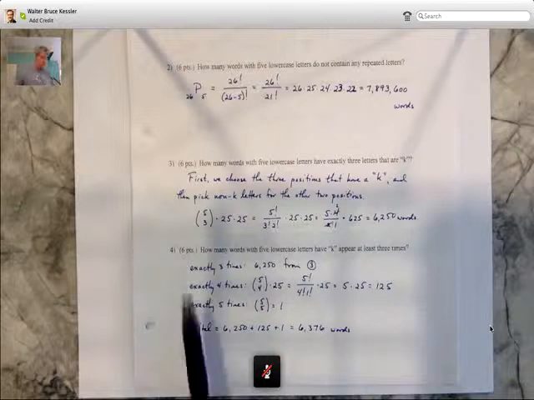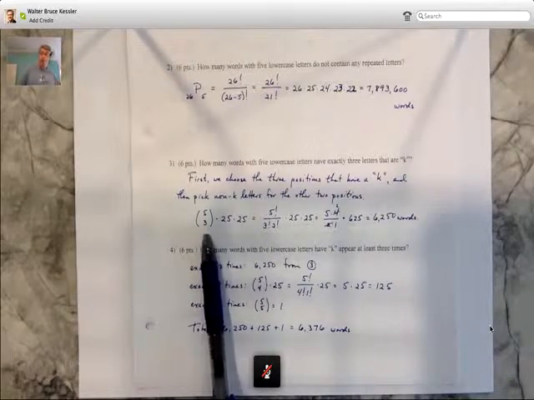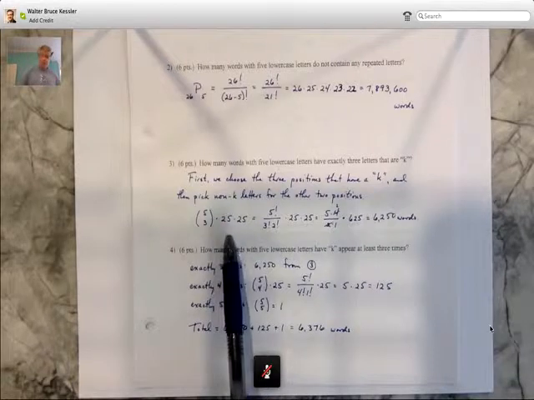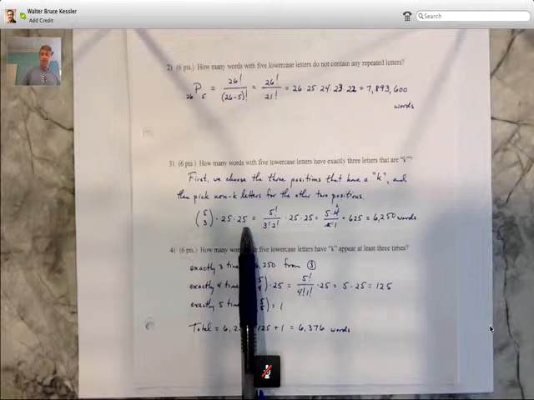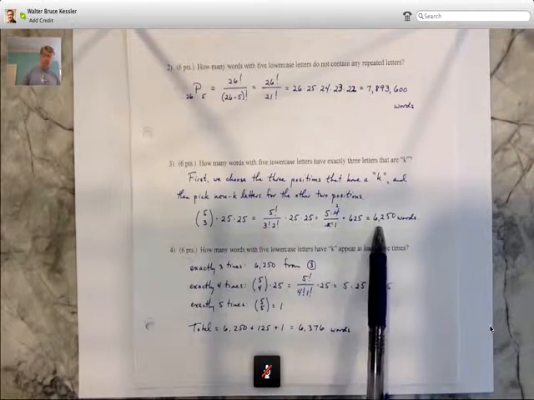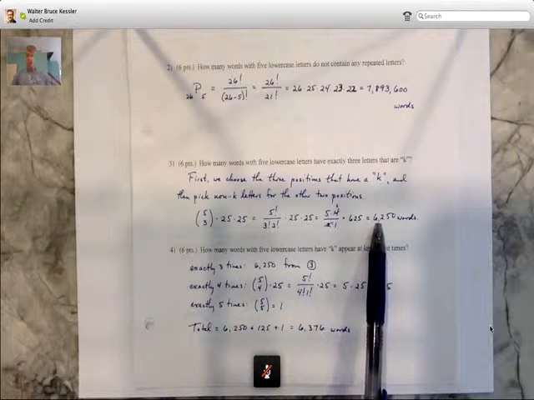So there's 5 choose 3 ways of choosing where the Ks go. And then for the other 2 letters, which do occur in order, 25 options and 25 options. Okay? So you do all that out, it works out to be 6,250 different words.